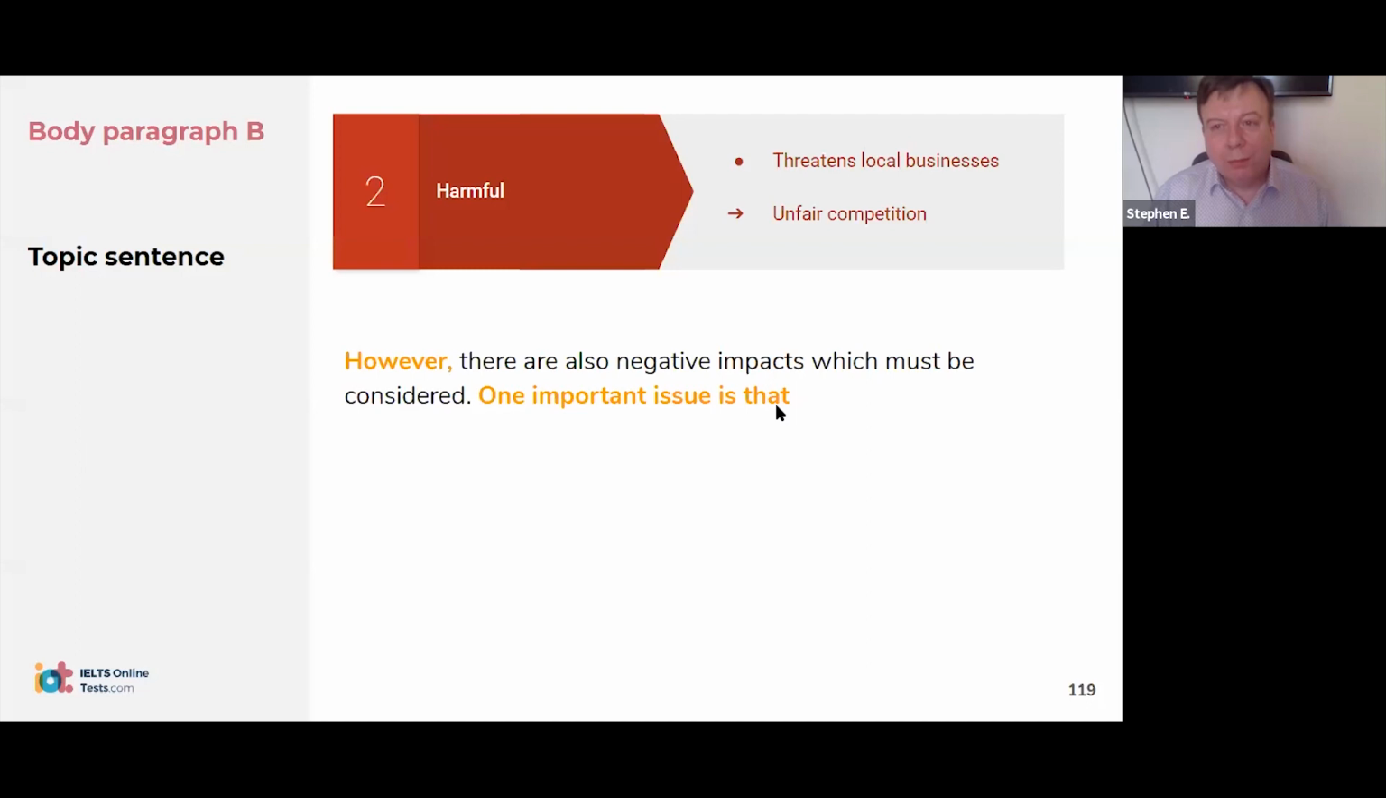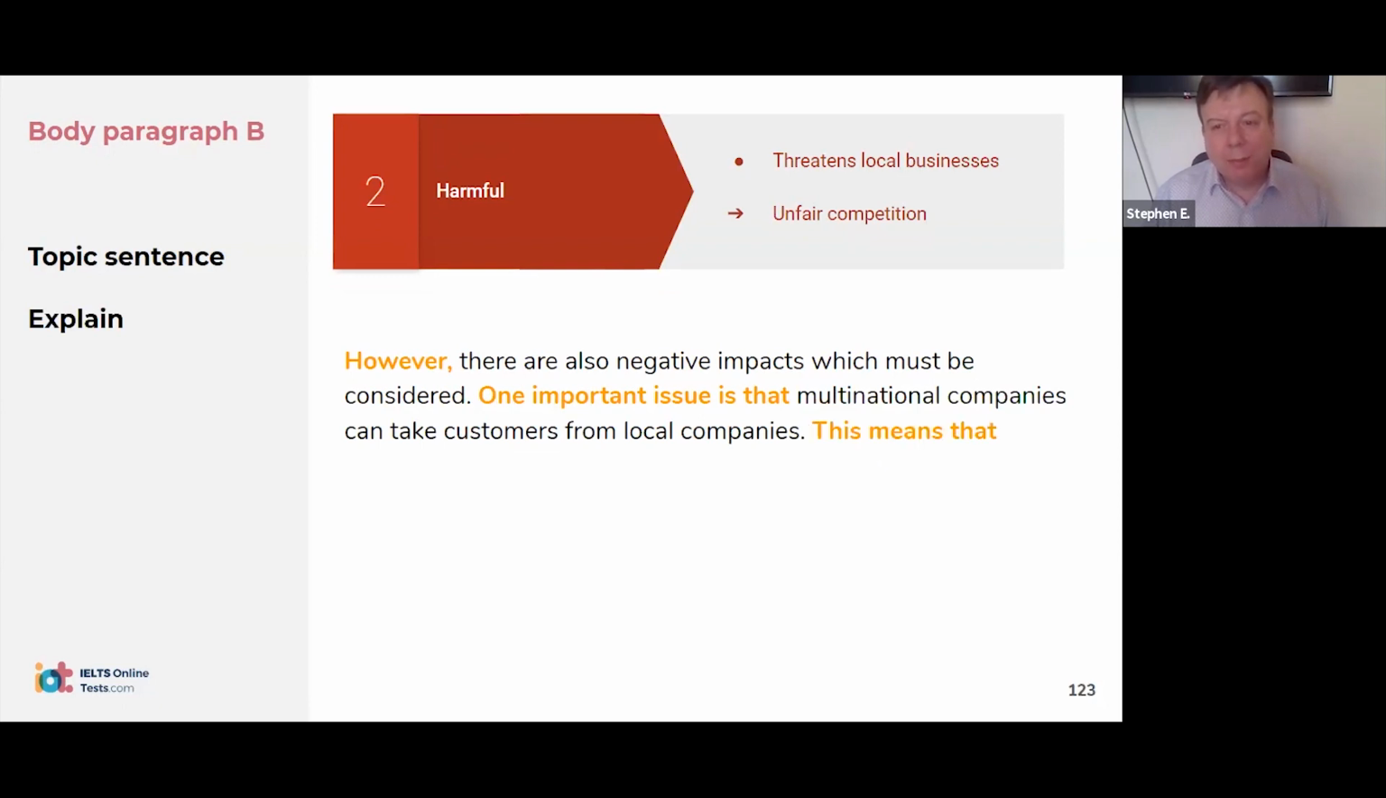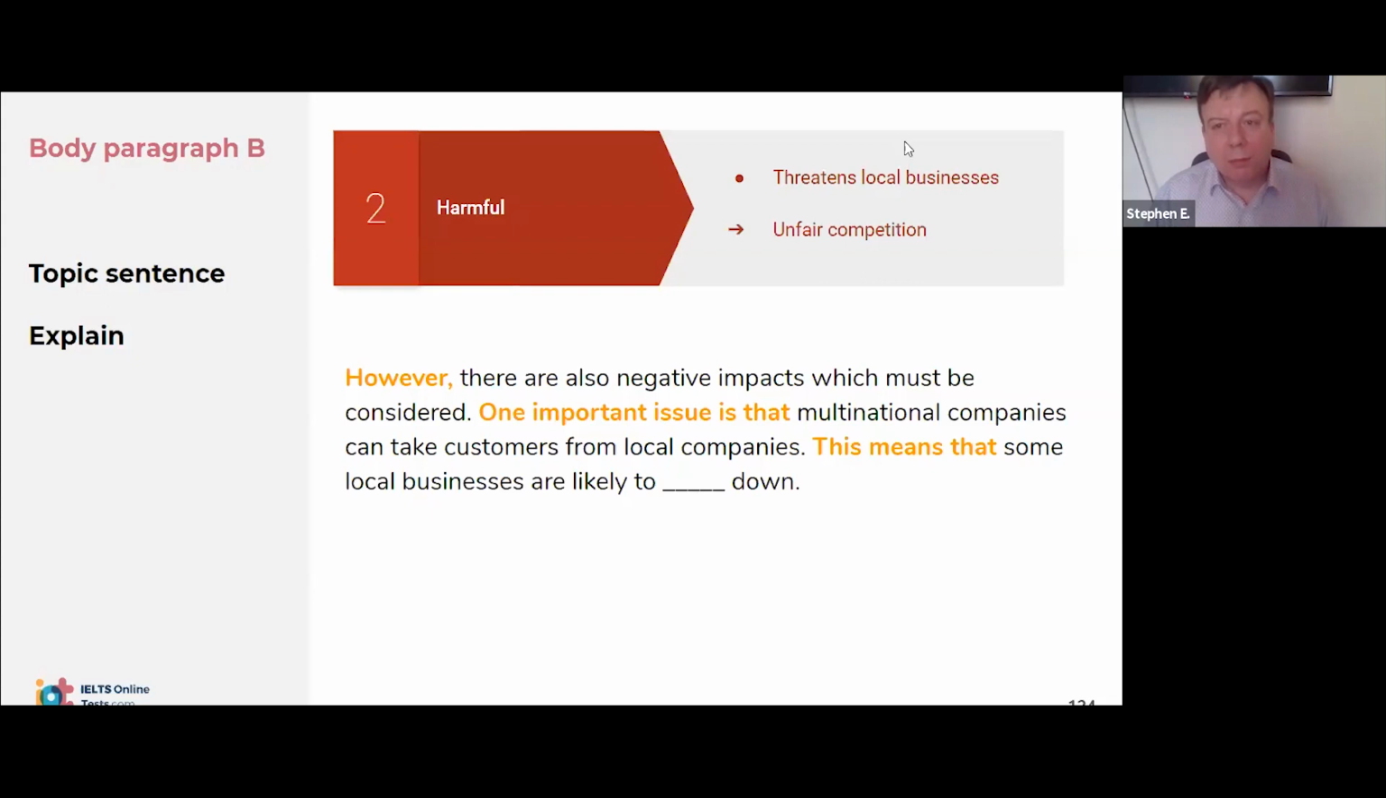One important issue is that, oh, I put that in for you, my mouse is very sensitive. Multinational companies can take customers from local companies, all right? So we need to explain, give an explanation. This means that. So what are you going to put in the gap there? Oops, just a sec. There we are. Likely to what? What is likely to happen there? Shut, yeah. What else? Any other words?